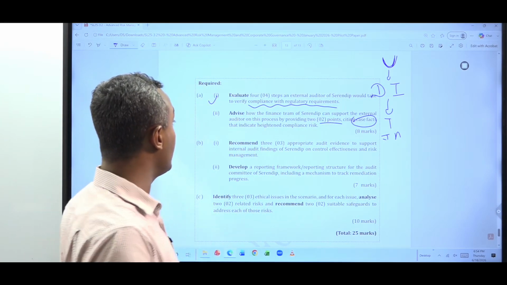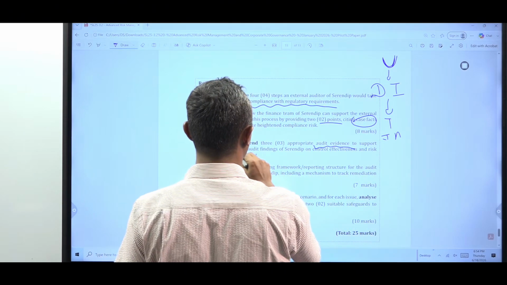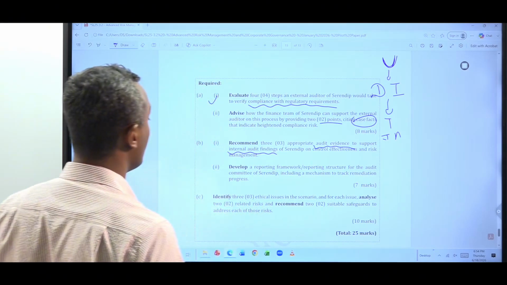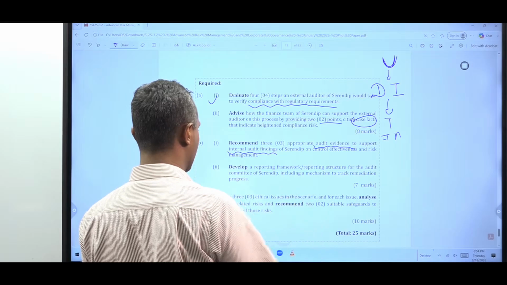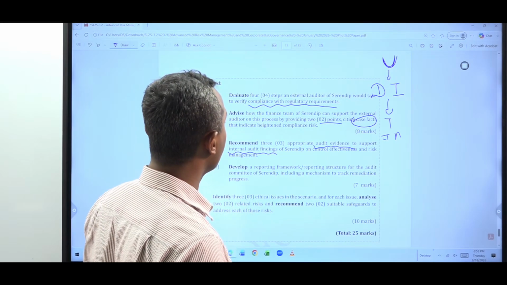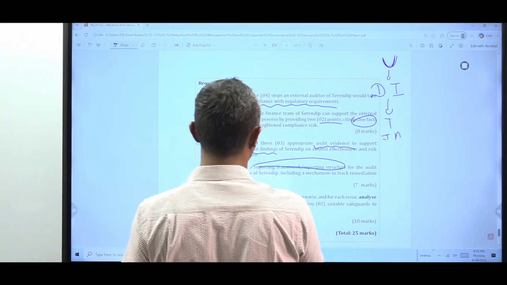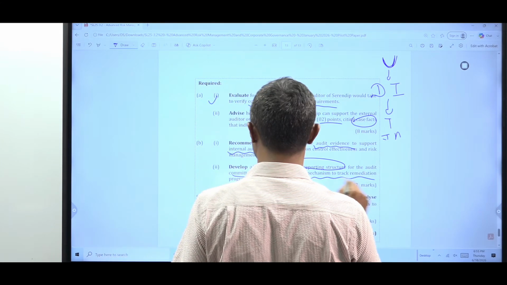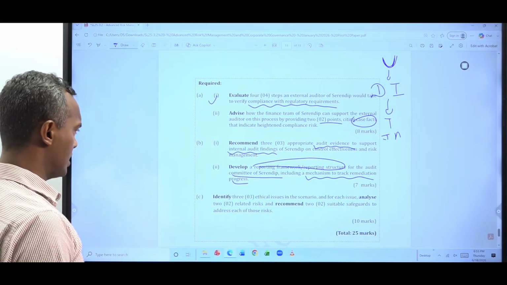Recommend 3 audit evidence. This is like looking from audit lens to support the internal audit findings of Serendip on control, effectiveness, and risk management. That we need to read the case study and see. Develop a reporting framework, reporting structure, for audit committee of Serendip, including mechanism to track remediation progress. So something to do with audit committee structure, right?